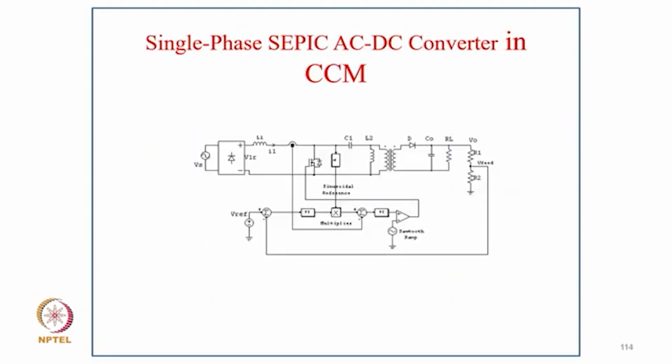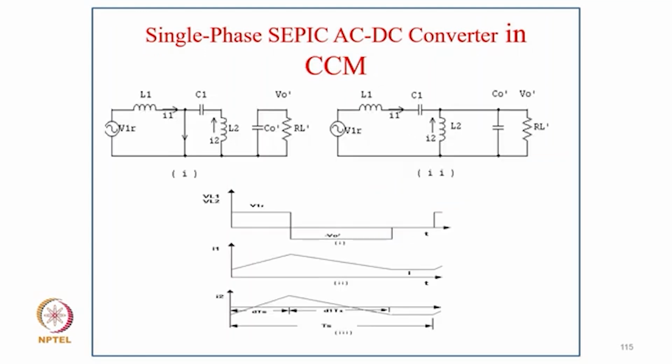And the other case is the design for CCM. In CCM, of course, the output voltage is regulated, but in addition we have to sense the input voltage and input current as shown in the diagram for the control. The control has to be modified accordingly.